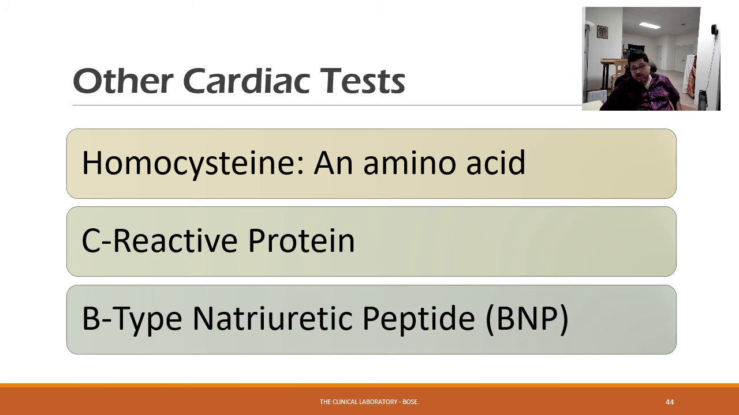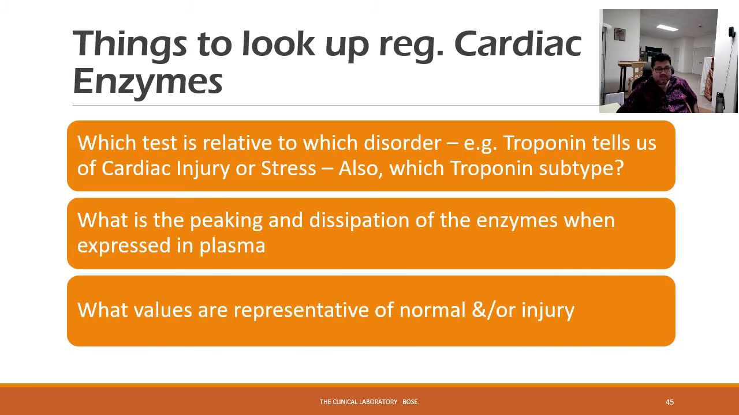The B-type natriuretic peptide is nowadays considered one of the most important tests for heart failure, so you would want to look at that, also called proBNP. So this is a guideline for what to look up for cardiac enzymes, which test is relative to which disorder, what the peaking and dissipation of the enzymes is, and what values are representative of normal versus injury.